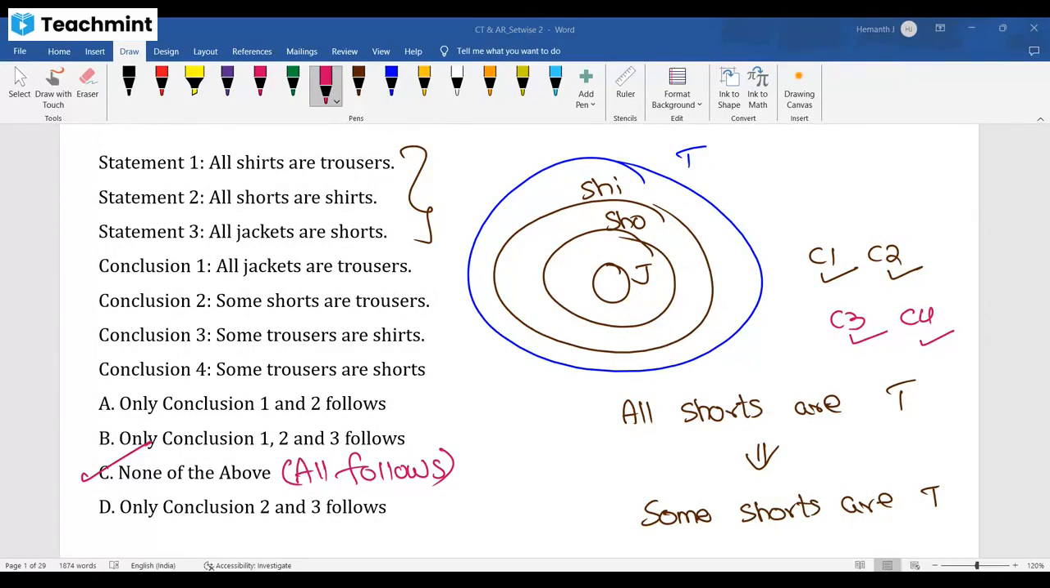No, it's not only 1 and 2, 3 and 4 are also true. Fourth one also true, dear. There is none of the above also, right? They didn't mention none of the conclusions follows. There is a different meaning. None of the conclusions follows means all conclusions are wrong. Here they said none of the above options. None of the above means none of the options.